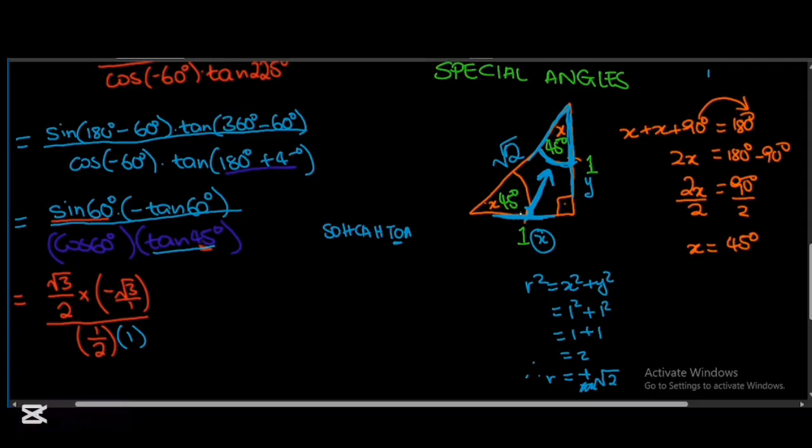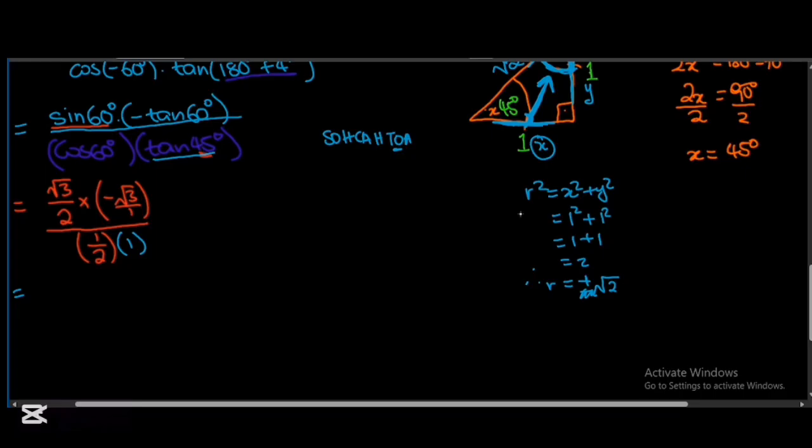So now, continuing from here, we can simplify this. Root of 3 times root of 3 gives us 3. So this is going to be negative 3 over 2. And then 1 over 2 times 1 is equal to 1 over 2. And then this is negative 3 over 2 divided by 1 over 2, which is equal to, we're going to change this into multiplication, negative 3 over 2 times 2 over 1. So this will cancel that, which is equal to negative 3.